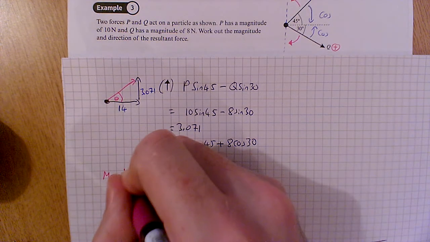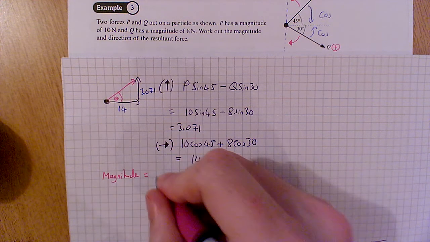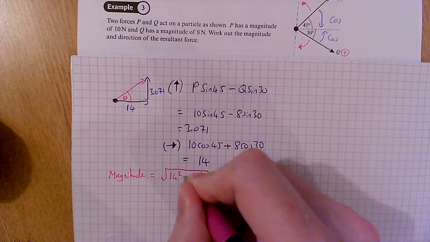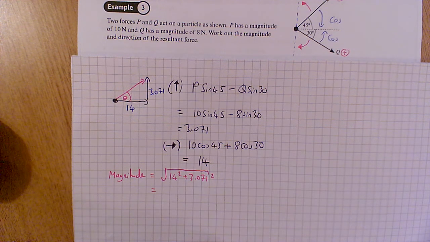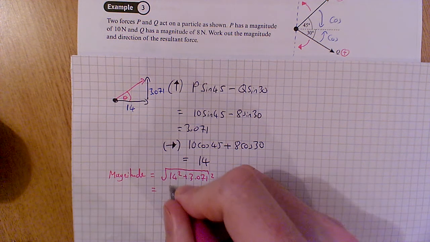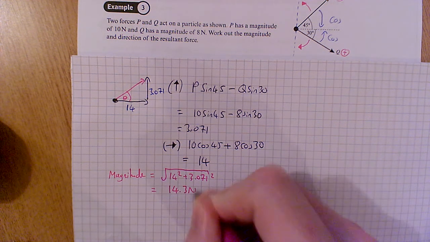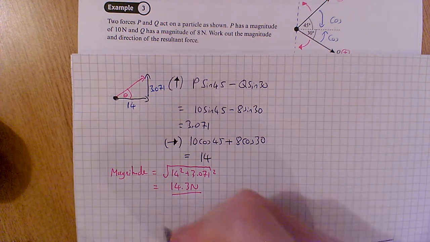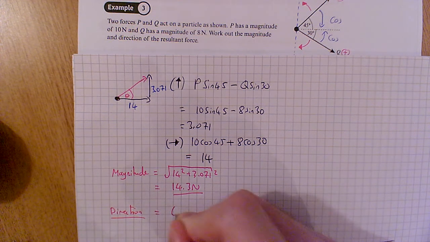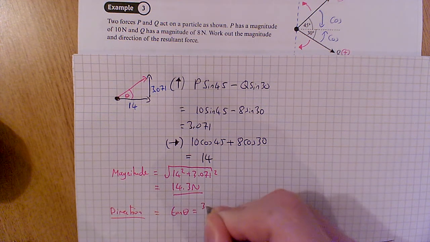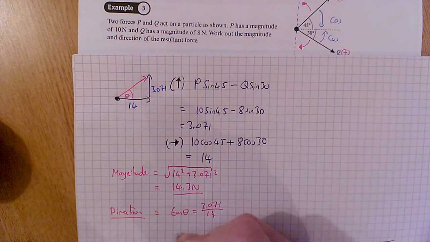So if I want to find the magnitude of that force, again, it's just going to be Pythagoras, because magnitude is just the size of it regardless of direction. So it's our 14 squared plus 3.071 squared. Right, this is 14.3 newtons. And then the direction, well, we're going to use theta, and it will of course be that tan theta is the opposite over the adjacent, so 3.071 over 14, which will give me theta equals 12.4 degrees.